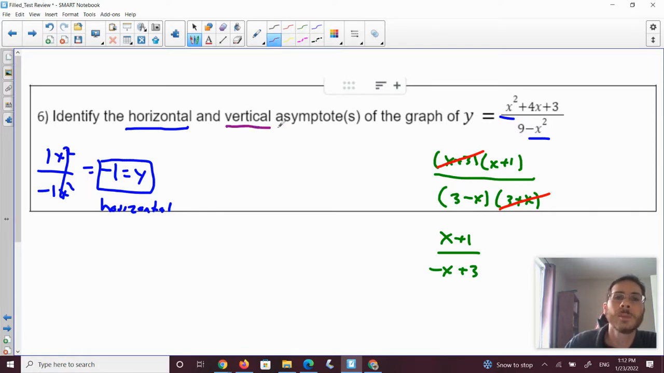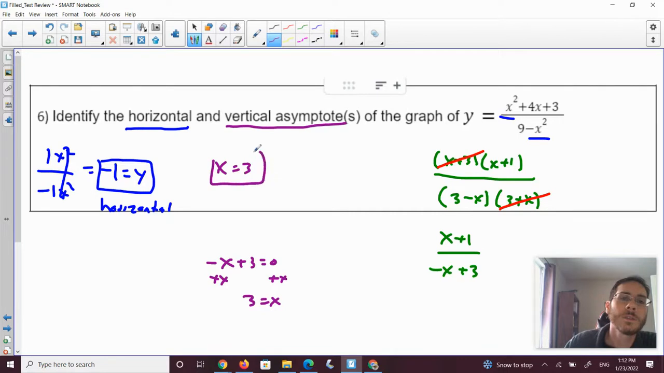But to get the vertical asymptotes, we set the denominator equal to 0. So negative x plus 3 equals 0. Add x to both sides. 3 equals x. So x equals 3 is the vertical. It looks like negative 3 might also work if we had thought about it from the beginning, but we can see that's going to be a hole because it's going to cancel out. So that's what we get for number 6.